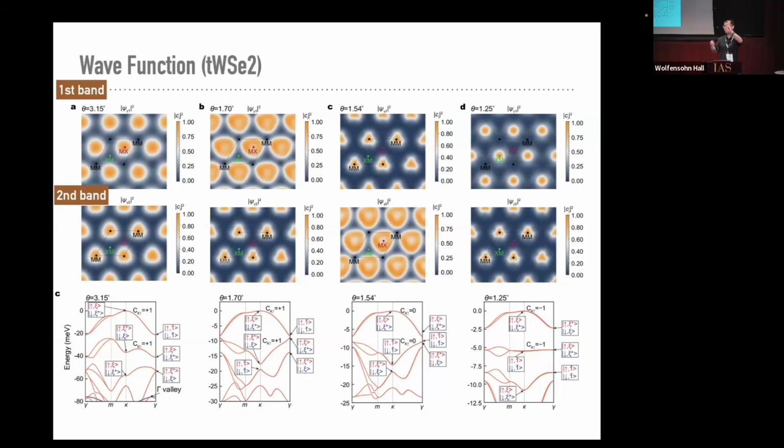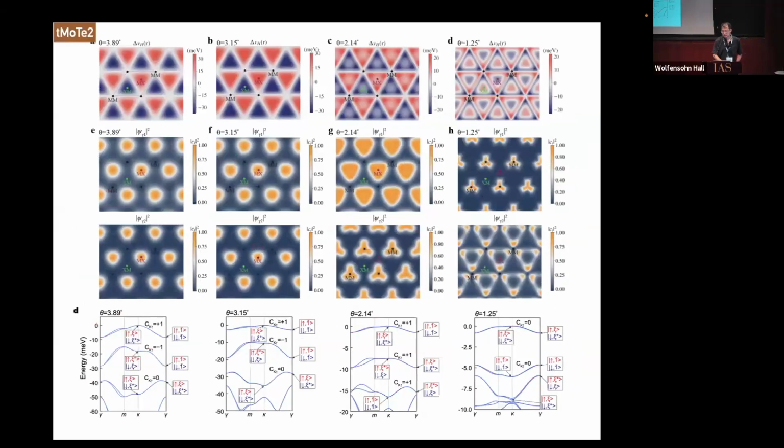This is easy to understand because, as we said, whenever you have a Chern number change, it means that the band with a different C3 eigenvalue has switched. And here, the way the system switches the C3 eigenvalue is by going to different high symmetry points in the moiré Brillouin zone. So our calculation is consistent with the Chern number change, but I still haven't answered the question.